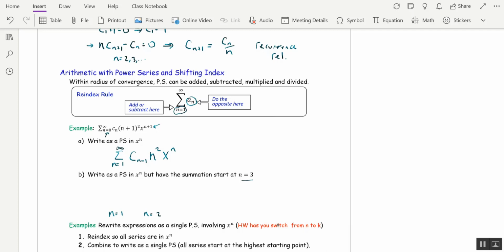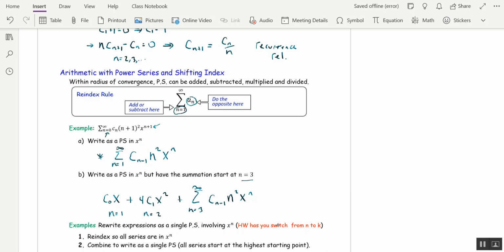So the n equals 1 term is c0 x, and when n is 2 in this infinite series up here, I have 4c1 x squared, and then I can just keep going. n equals 3 to infinity, c sub n minus 1, n squared, x to the n.